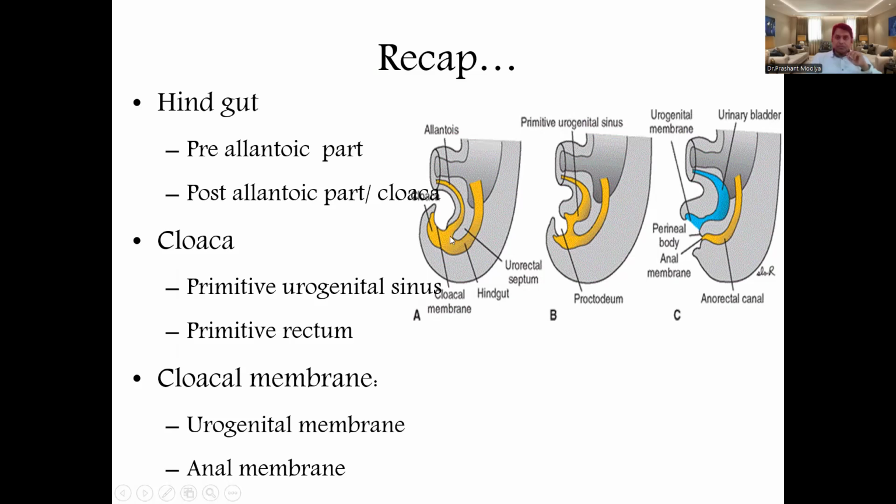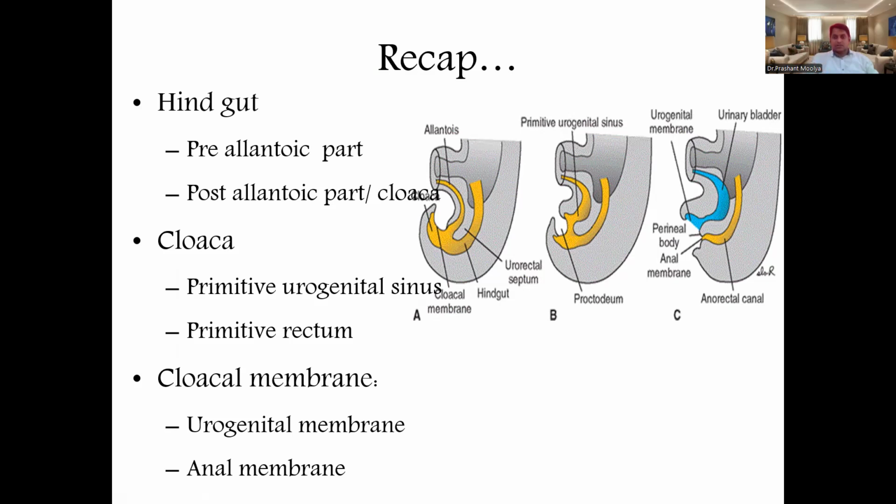This cloaca is further divided by the appearance of a septum in between, called the urorectal septum. This urorectal septum divides the cloaca into two parts, the one extending from the allantois and the one remaining behind. The one which is remaining behind is the primitive rectum. It means that this will be contributing to the rectum and anal canal. And the one which is left on the ventral side is the primitive urogenital sinus. Understand this word very clearly: urogenital sinus. So it should be contributing to the urinary and the genital system.